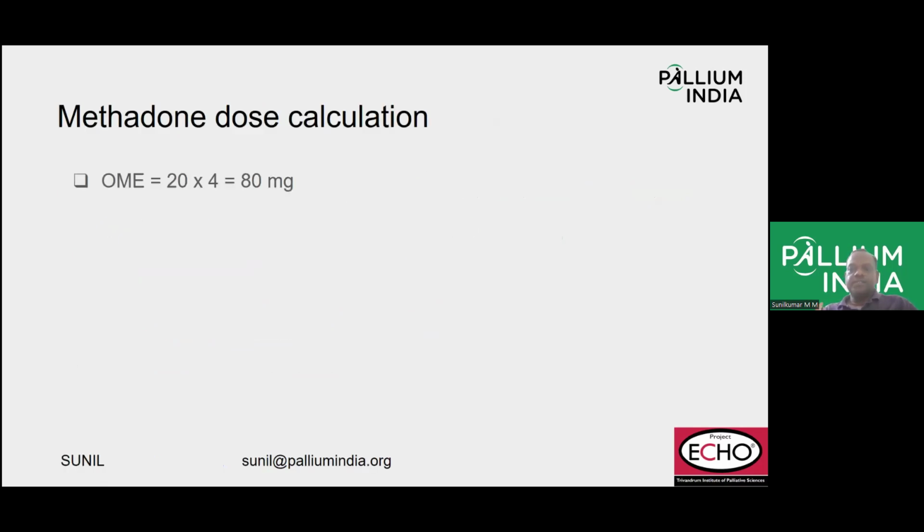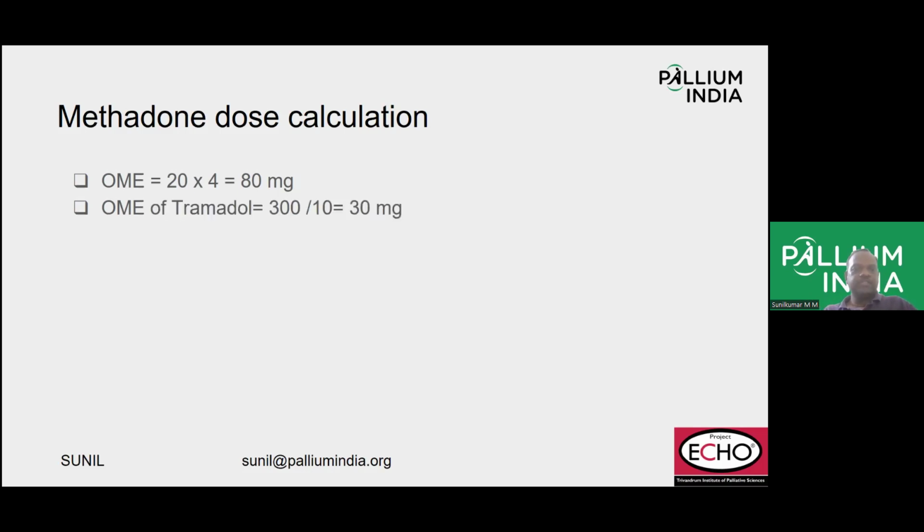So this patient is taking 20 milligram of morphine every 6 hourly. So the total dose of morphine she is taking is 80 milligram. But you also have to understand that all the opioids need to be converted into equivalent doses of morphine. So this patient is not only taking morphine, but also tramadol. So you have to convert that tramadol to equivalent doses of morphine.